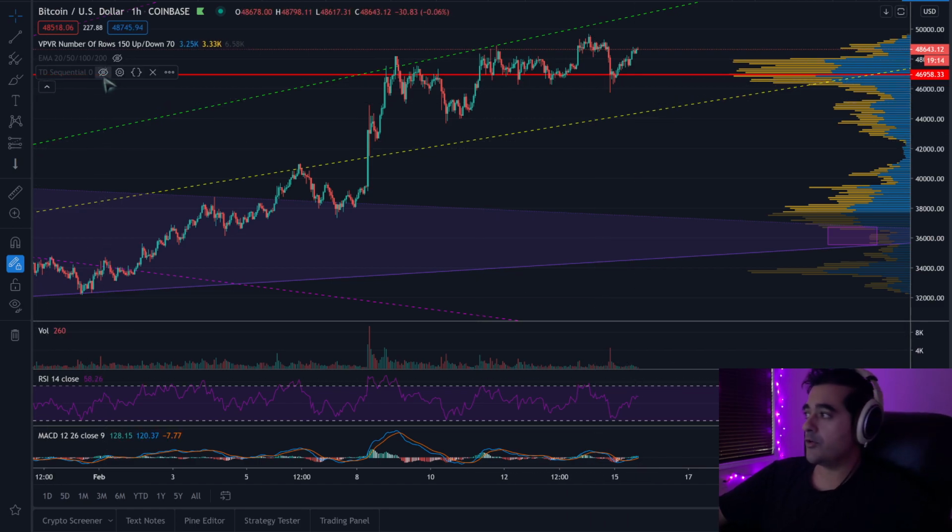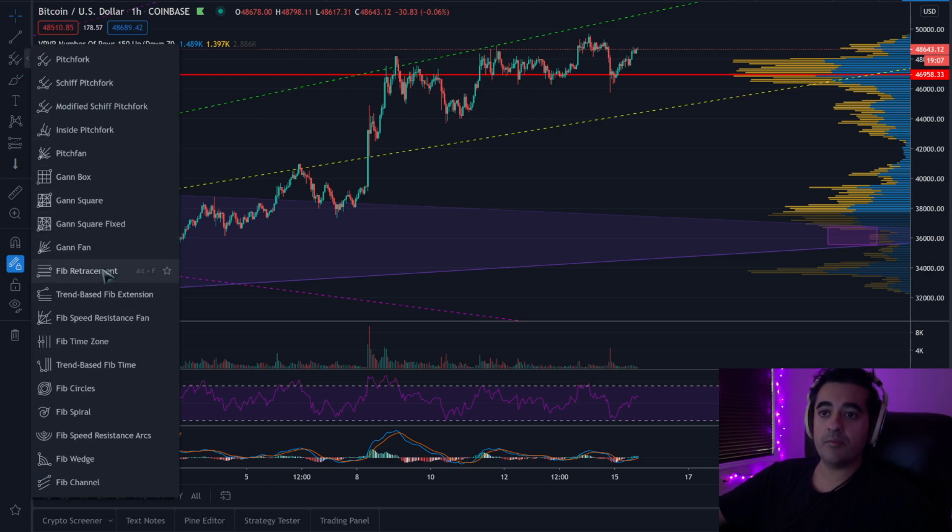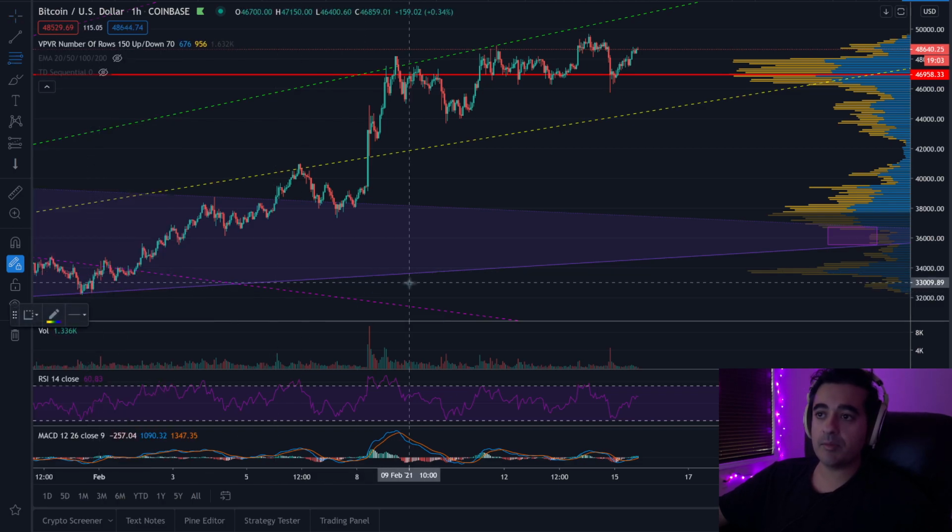So in TradingView, you're going to go to the left-hand side where you have this pitchfork icon. You click the little arrow and you find fib retracement. And it looks like Alt F also works as a hotkey for that. So you select your fib retracement tool.